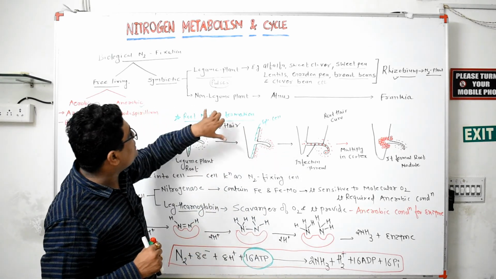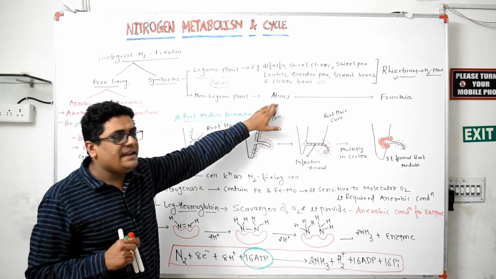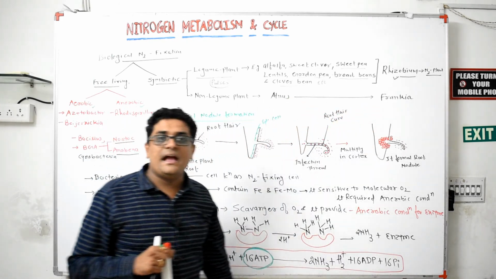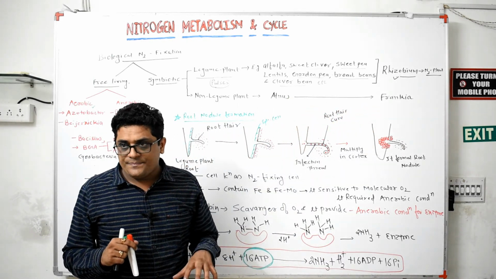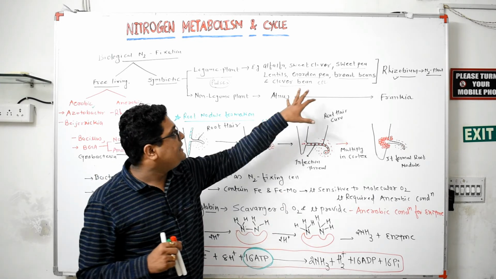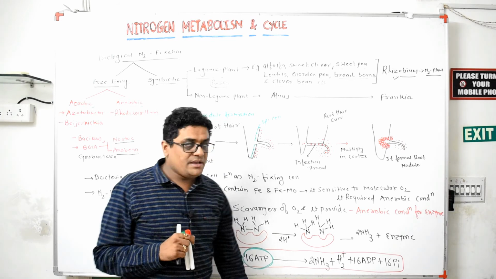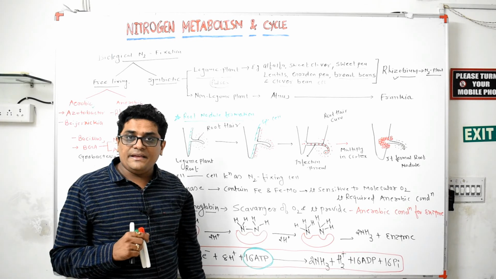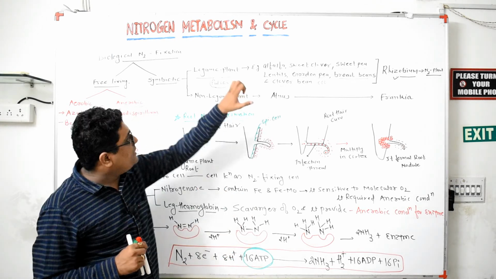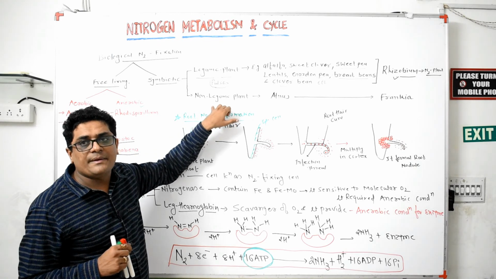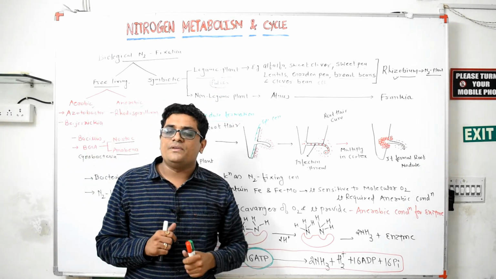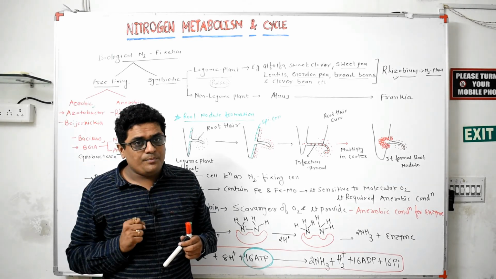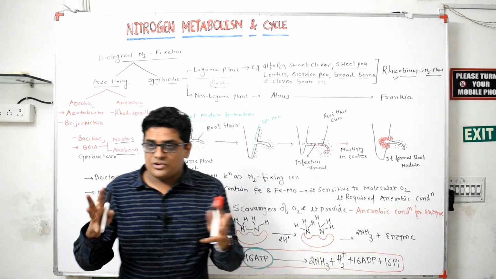Another example is the non-legume plant. The example is Alnus. Alnus is a non-legume plant, and the name of the bacteria is Frankia. So the Frankia bacteria live symbiotically with the Alnus plant. So there are two bacteria: one is Rhizobium and the second one is Frankia. They live symbiotically with the legume plant and the non-legume plant respectively, and they help in the fixation of nitrogen in the soil. Now how are the root of the legume plant and the Rhizobium bacteria associated?